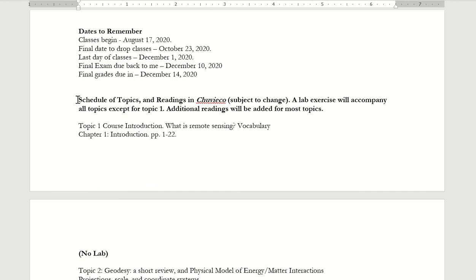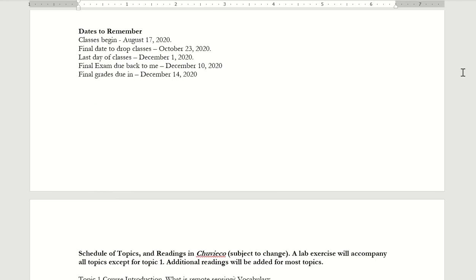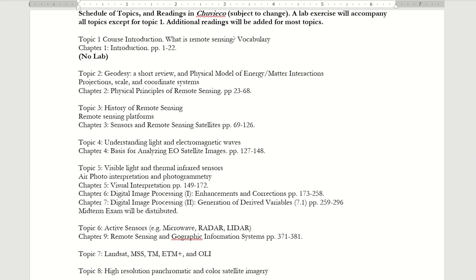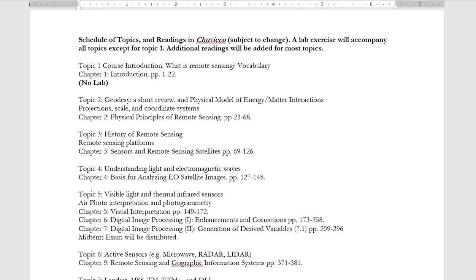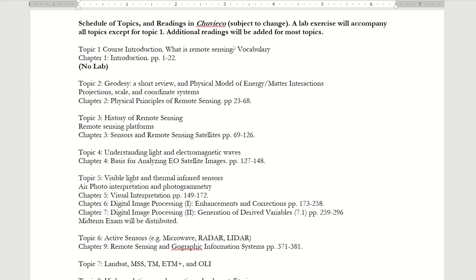Important dates, and then let's see, schedule of topics. There are 11 listed here, including the final projects at the end. They don't exactly map onto weeks of the course. I think we are going to lose half a week for Labor Day, and something like topic 5 is really a 2-week lesson if you're trying to think about how to budget time. But this first week, we do not have a lab, just a course introduction.